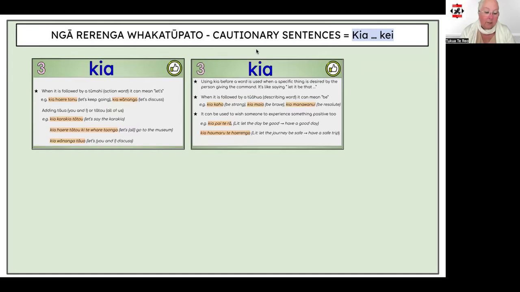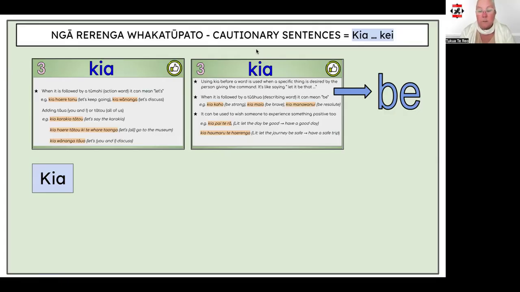In the video about ngā tūhau, where we talked about affirmative instructions, I introduced you to the word kia, and in those types of sentences we used it to either mean let's, as in kia haere tātou, let's go, or the other translation was be, as in kia kaha, be strong. In this video we'll be using kia as a command at the start of our rerenga Whakatūpato to mean be. The next part of our sentence is the cautionary word, the thing we want the person we're speaking to be.